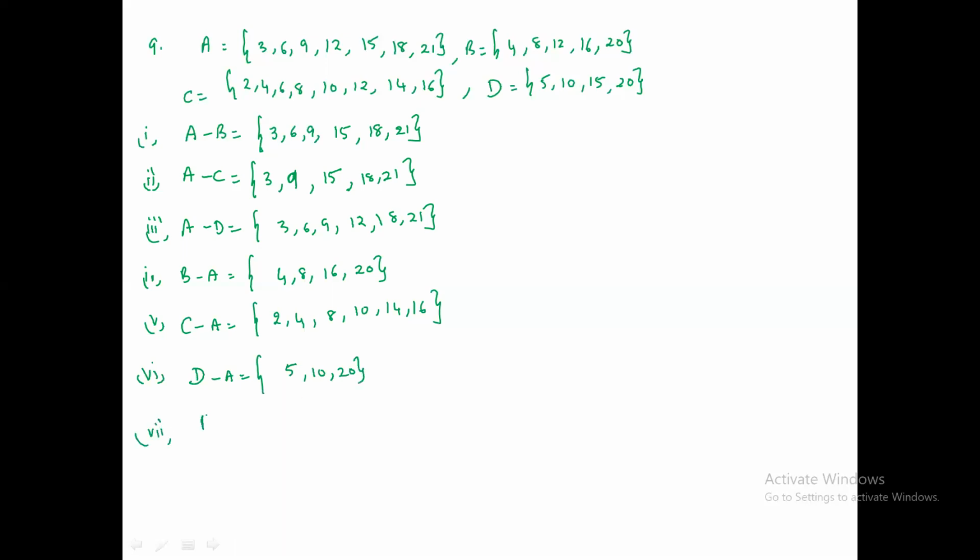Next, seventh. B minus C. From B you have to remove C. 2, 4, 6, 8, 10, 12, 14, 16. You can't remove 2, but you can remove 4. You can't remove 6, you can remove 8. You can't remove 10, you can remove 12. You can't remove 14, you can remove 16. So you can remove 4, 8, 12, 16. Left is only 20.